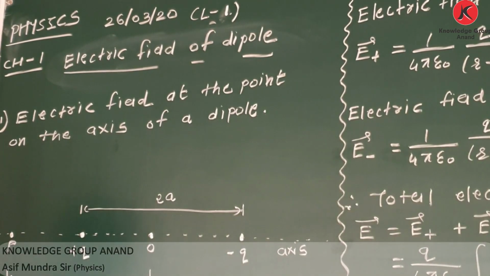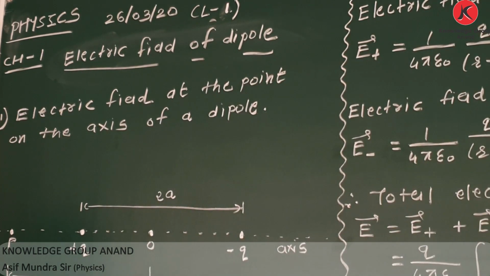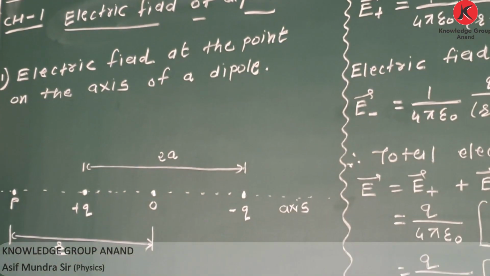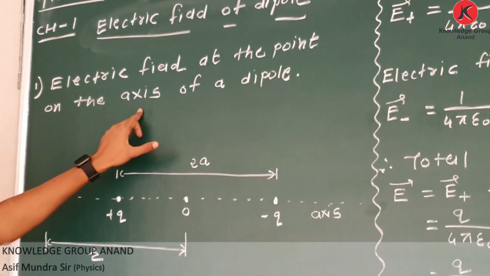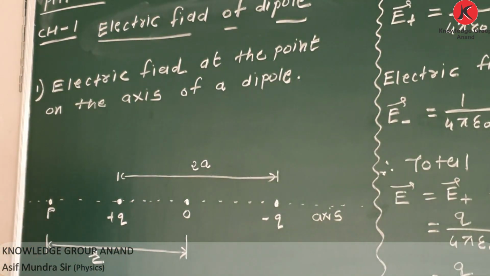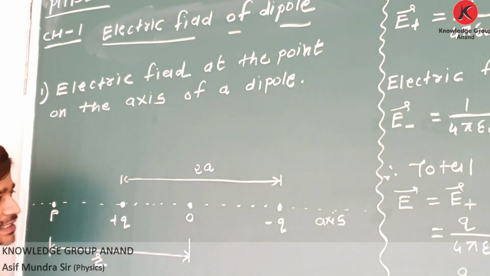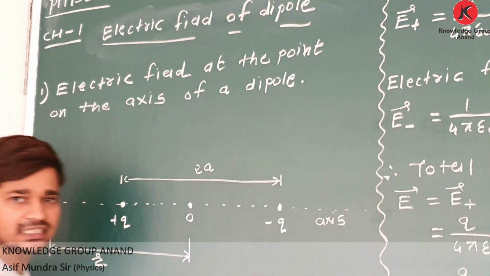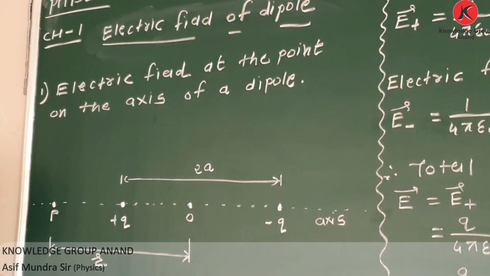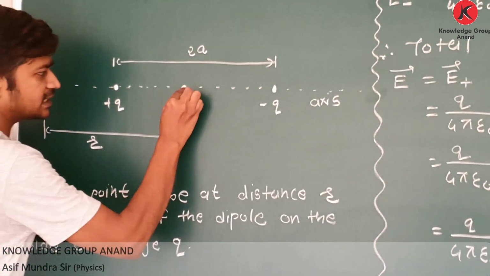Now we will find the electric field of a dipole. In our NCERT textbook syllabus, we have to study two cases. First, the electric field at a point on the axis of the dipole. See, it is a dipole: plus q charge, minus q charge, separated by distance 2a. The imaginary line passing through the two charges is called its axis. We want to find the electric field at a point on the axis of the dipole. See, this is its center.